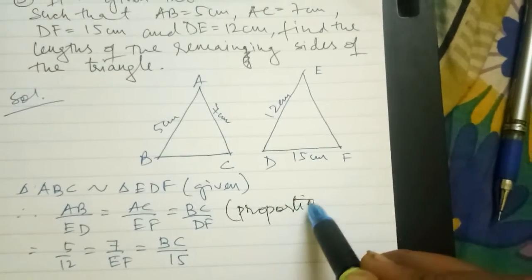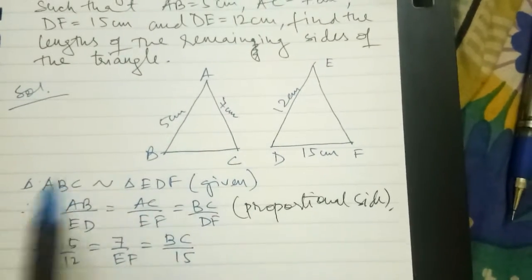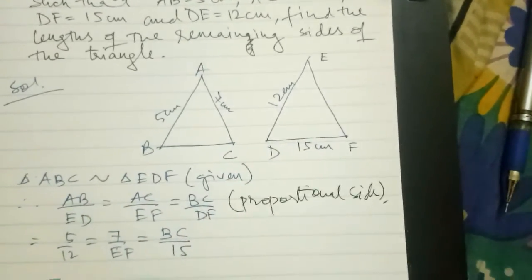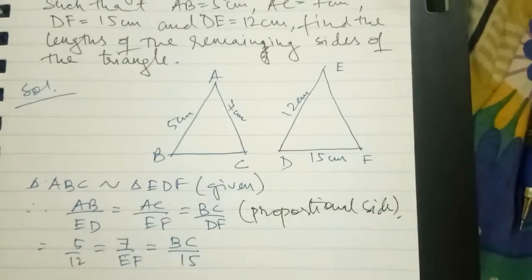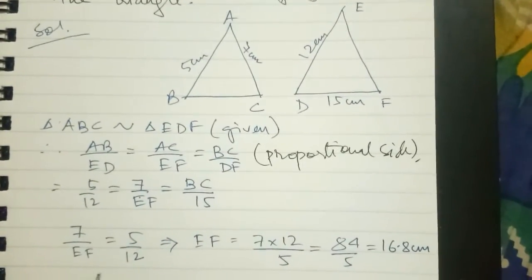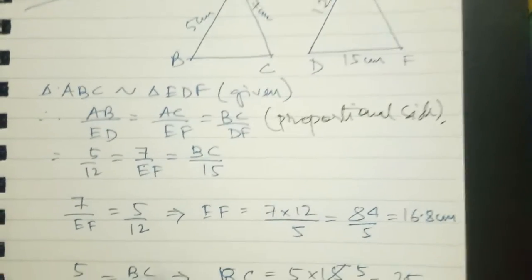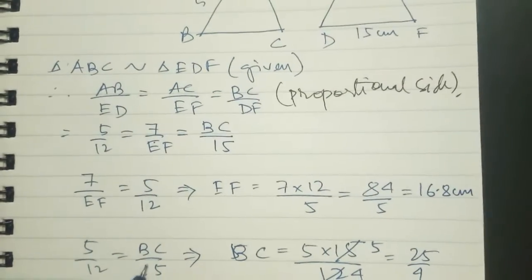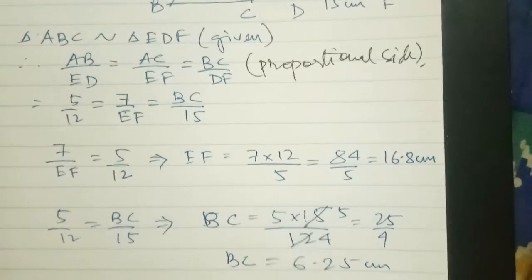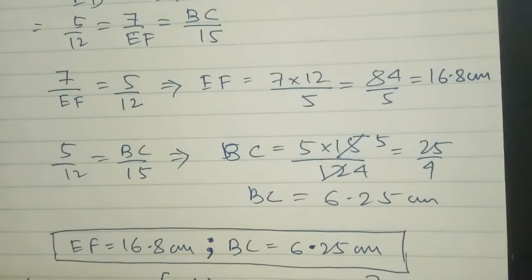If the two triangles are similar, I can say any angle is also equal and any side is also proportional. The next part I'll go through in the next exercise. Now put the values and find the value. EF comes to 16.8 centimeter, and 5 by 12 equals BC by 15. From here BC equals 25 by 4, that is 6.25 centimeter. In the final answer you have to write it in the box.